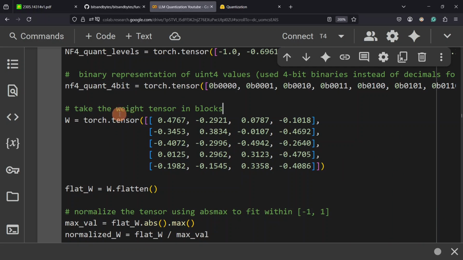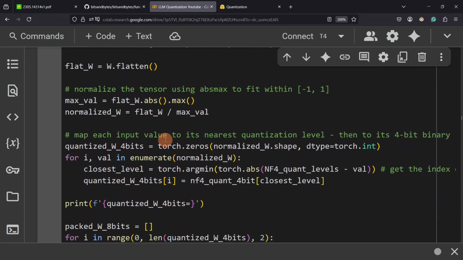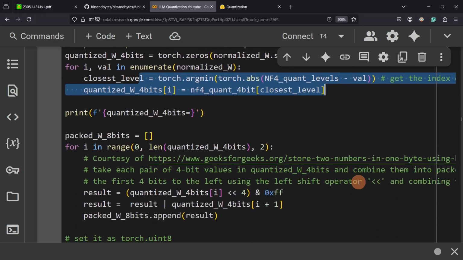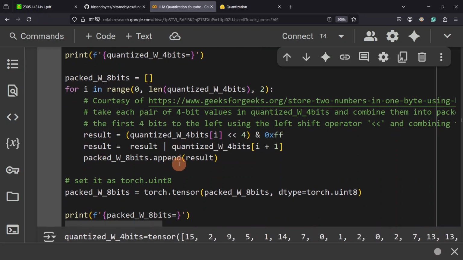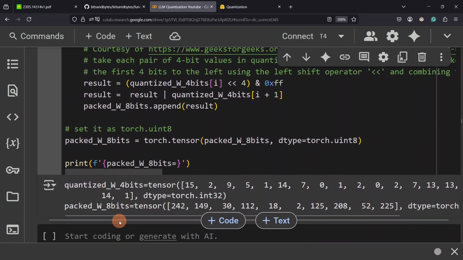Taking the weight tensor in blocks, then you flatten them out. Then you normalize the tensor using the Absmax to fit within -1 to 1. Map each input to its nearest quantization level, then to its 4-bit binary representation. So you do this here. Then once you do that, you get the packing, and that way you can pack two values into the same 8-bit result, setting it as torch.uint8. So these are the 8-bit values.